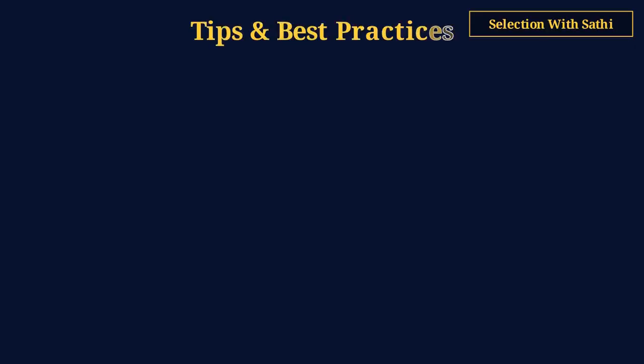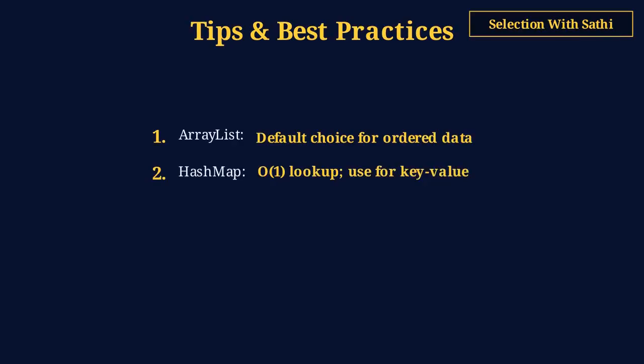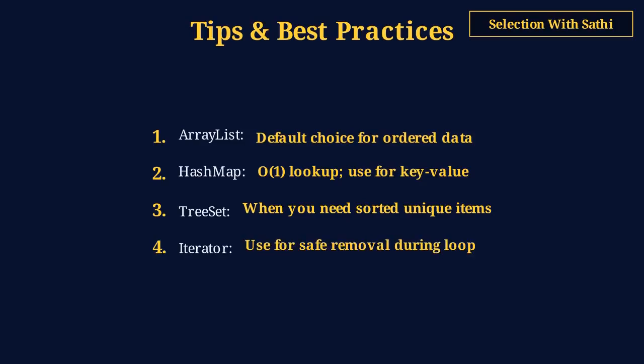Key tips. Use ArrayList for indexed access, LinkedList for frequent insertions. HashMap is unordered, use LinkedHashMap or TreeMap if order matters. Never modify a collection inside a for-each loop. Use iterator.remove instead. Use Collections.unmodifiableList for read-only views in your APIs.